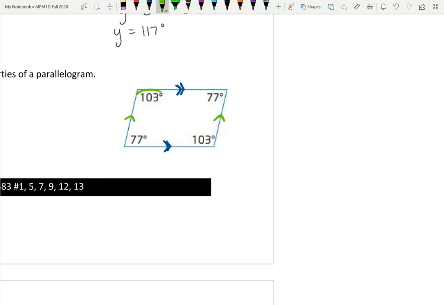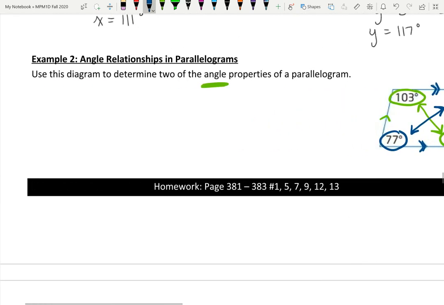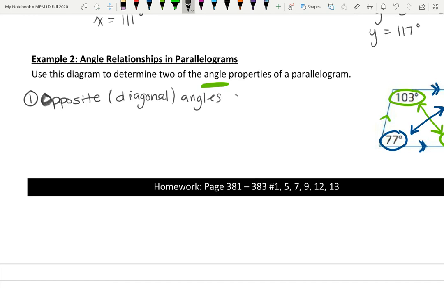This angle is 103 degrees and its opposite angle is also 103 degrees. Opposite angles are diagonal to each other. And it's also true for these two opposite angles. So that's an angle property of a parallelogram. So one property: opposite, which means diagonal, angles are equal.